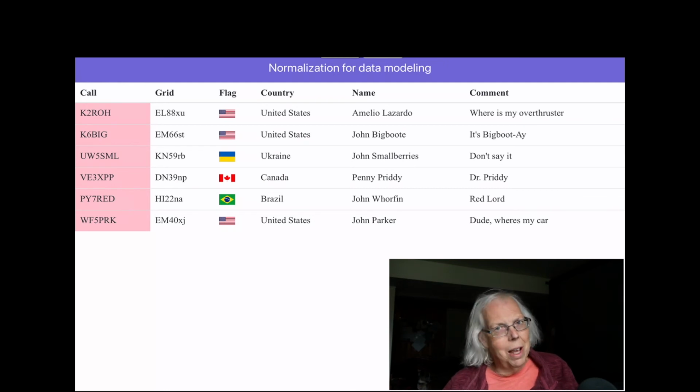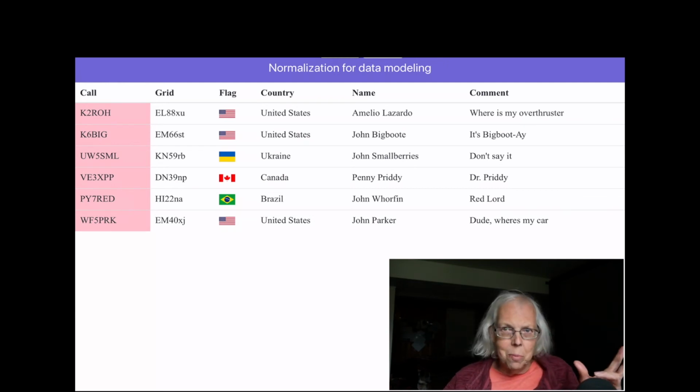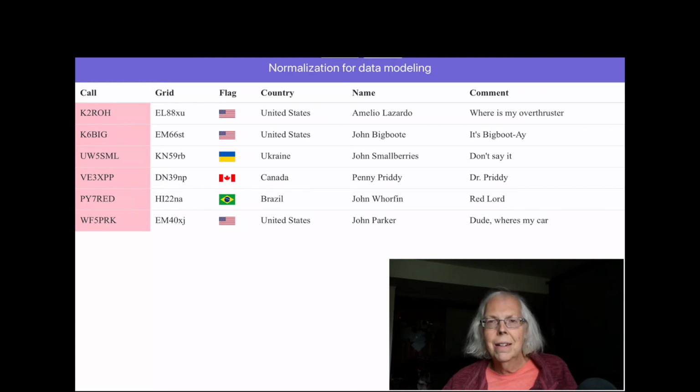So this is what was left in the original table after we removed the contact data. And we see that we have the call sign. That's probably a very good choice for primary key of the, we'll now call it the station table. So the grid is the location, flag and country, they all refer to the station, the name, the operator of the station, and the comment on either the operator or the station.